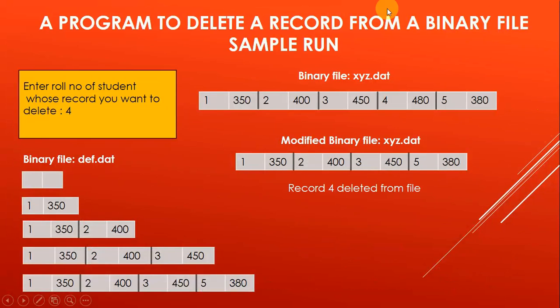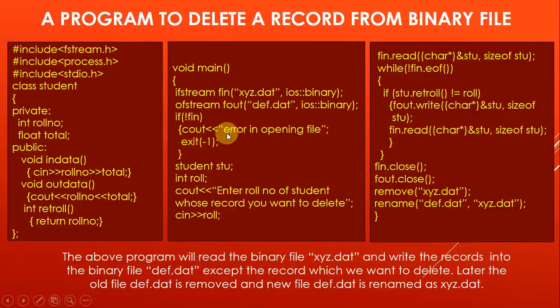So if you see the sample run, I will first enter the roll number of the student whose record I want to delete, and suppose 4 is the roll number whose record we want to delete. Let us suppose this is my sample binary file xyz.dat, in which there are 5 records. When I run this program, a binary file def.dat will be created, and in the beginning this file is empty.